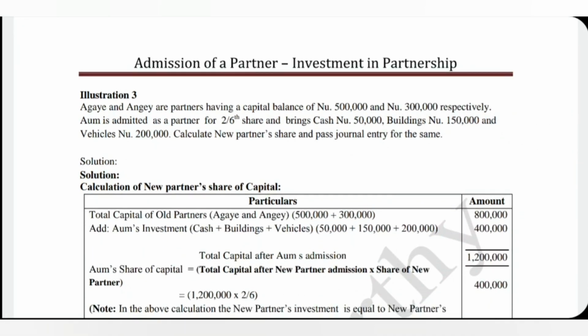Here again you have to calculate the new partner's share of capital. Total capital of the old partners, that is Age and Ange put together, 500,000 plus 300,000 is 800,000. Arm's investment, that is what is brought by Arm, she is bringing cash plus building plus vehicles. Put together it comes to 400,000. So put together it comes to 1,200,000. That is the total capital after Arm's admission. Arm's share of capital equals total capital after the new partner's admission times share of the new partner.